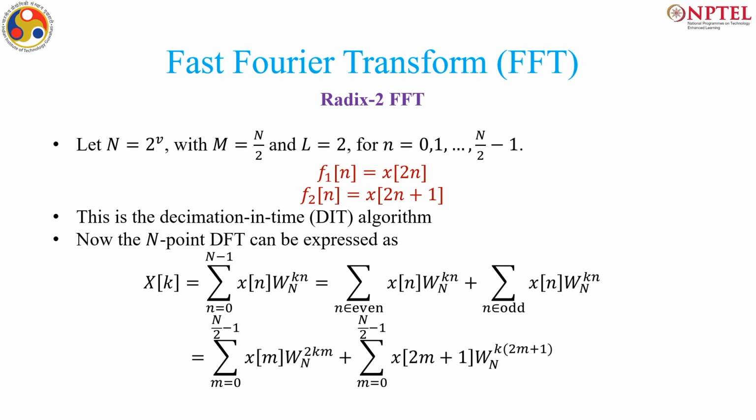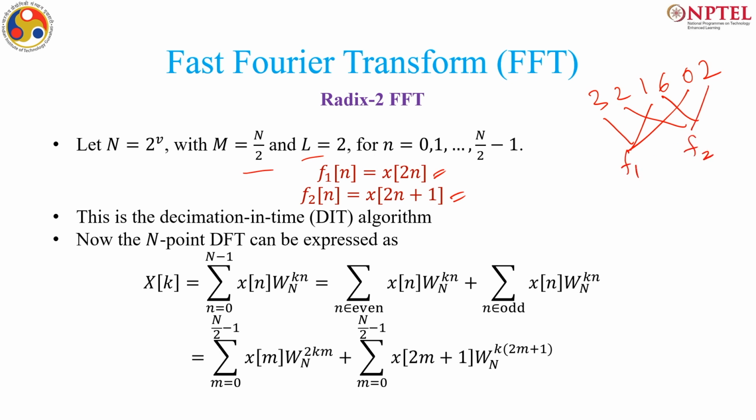So, to start with, as I said, M is n by 2 and L is 2, and here small n will be varying from 0 to n by 2 minus 1. So, essentially what are we doing? We are taking the even samples and the odd samples. So, if I have a signal like 3, 2, 1, 6, 0, 2, this will form my first subsignal F1n, and this will form the second subsignal F2.